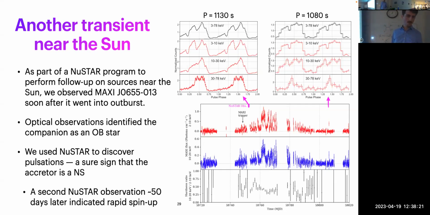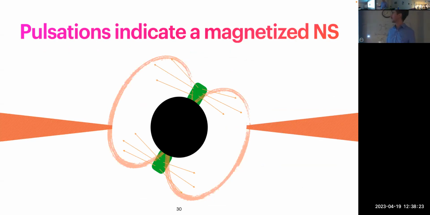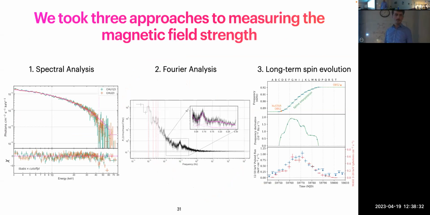So as I mentioned before, pulsations indicate a magnetized neutron star. So we expect to see some kind of truncation and things like that, where it's funneling material onto the neutron star surface. And so the approach that we wanted to take is to use 3 different levers to measure the magnetic field of that neutron star. The 3 ways we did that are through spectral analysis of the NuSTAR observations, Fourier analysis of the light curves from NuSTAR, and an analysis of the long-term spin evolution of the system.